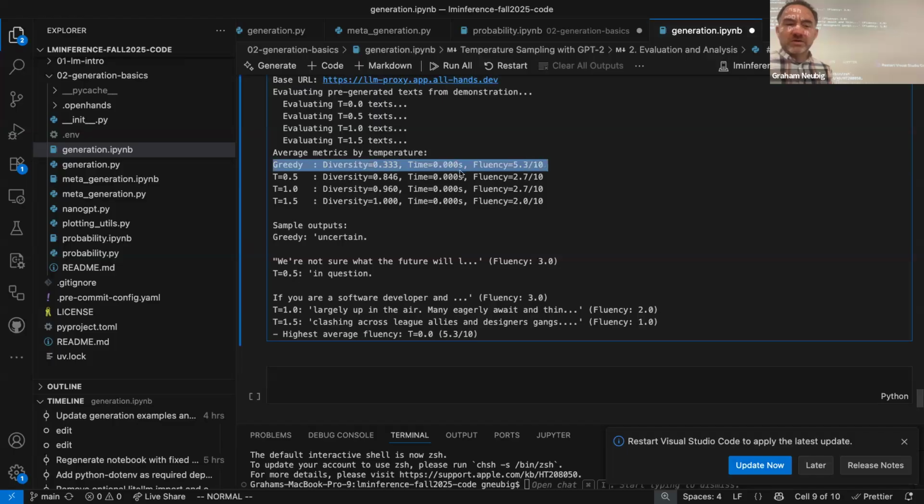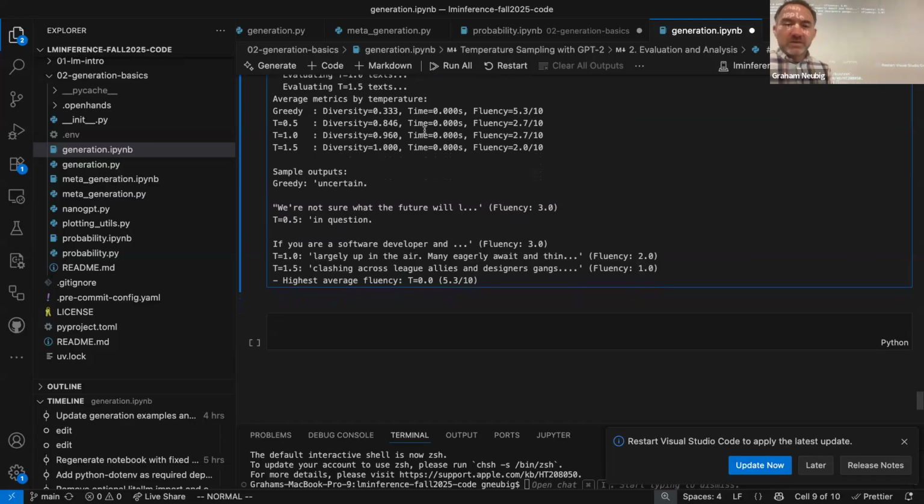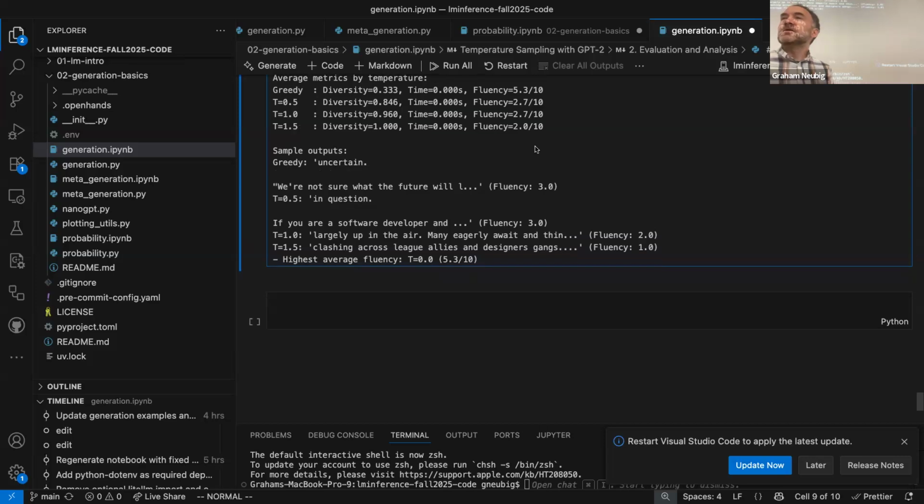But the diversity was relatively low because basically all of them were the same. And then the diversity got higher and higher as we had more and more outputs, but the fluency went down. This is a very common issue: as you sample more diverse things, the quality goes down. And temperature sampling is particularly well known for this.